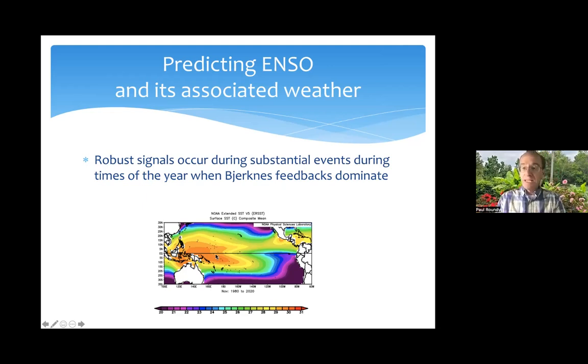So if you have El Nino in place, it's warm here and the winds are blowing in to feed it. And those winds are also pushing the thermocline down, maintaining the warmth in the area and therefore maintaining the rainfall.